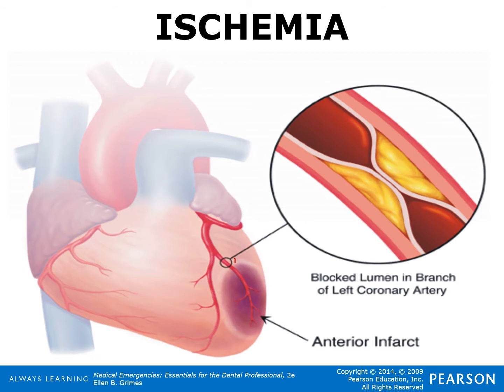So blocked lumen, the opening is a lumen, and the lumen is blocked in a branch of the left coronary artery, and this is an anterior infarct. So it's a very big spot of blockage to where this whole area right here is dying because it's not getting any of the oxygen because of this blockage right here.